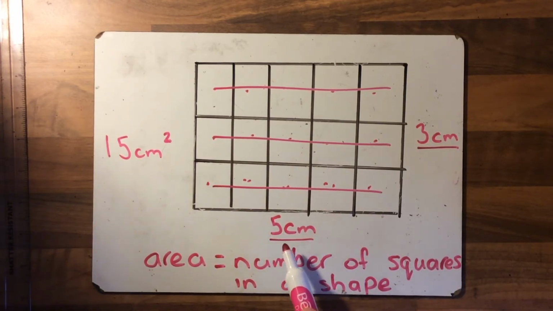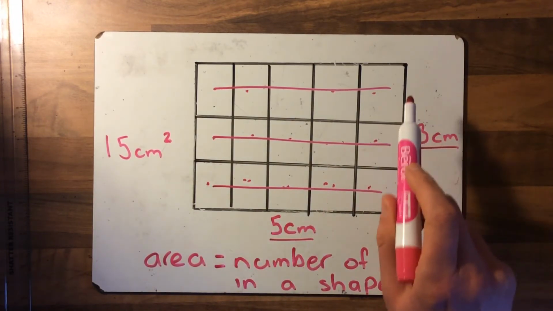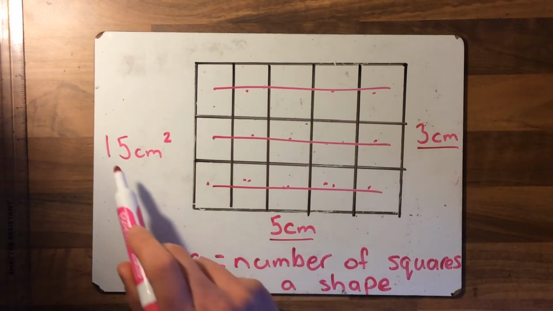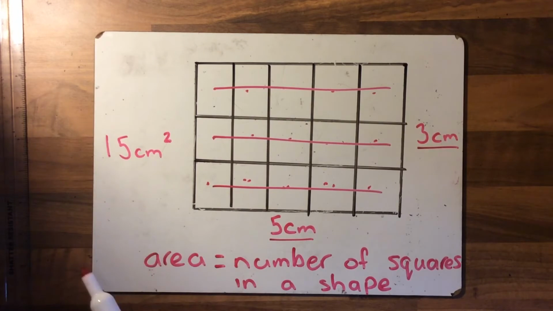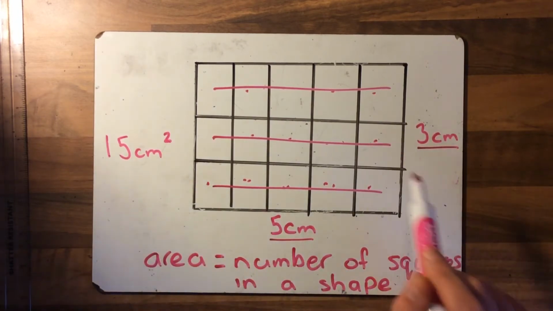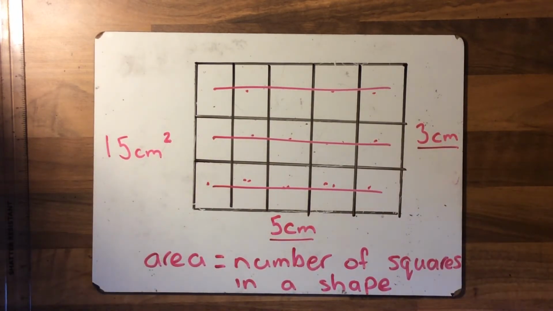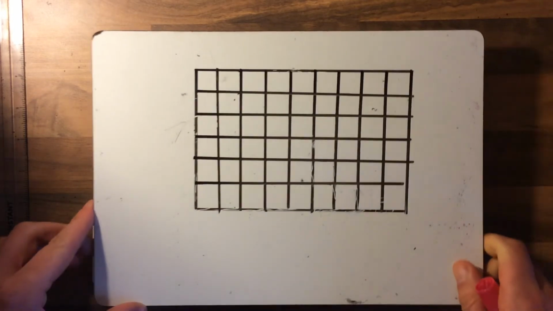So finding the area of the shape, the number of squares in a shape, it is multiplying the length by the height, and it's in centimetres. So we write in centimetres, and the only difference this time is we're writing squared, because it's the number of squares within a shape. So if we were to have a look at another one now.